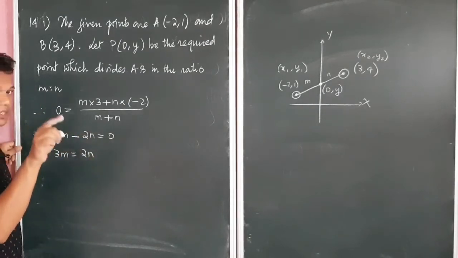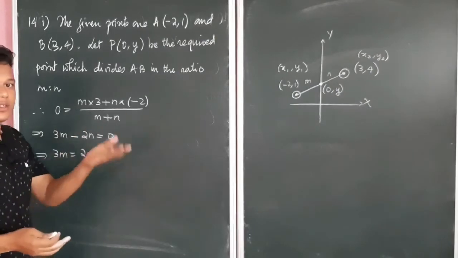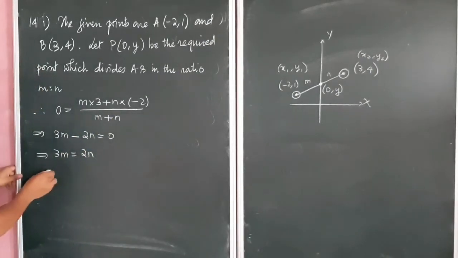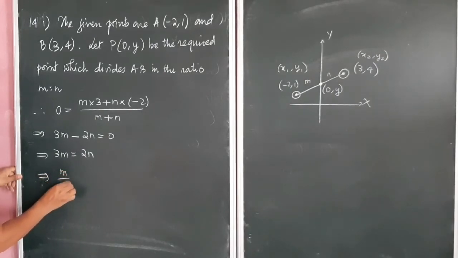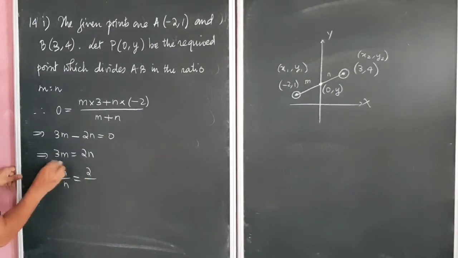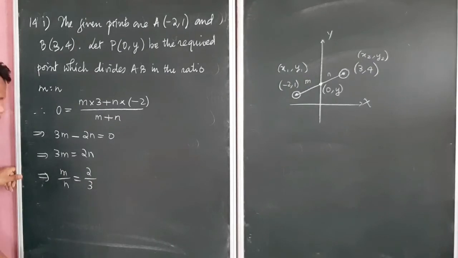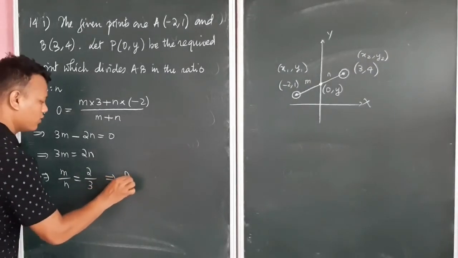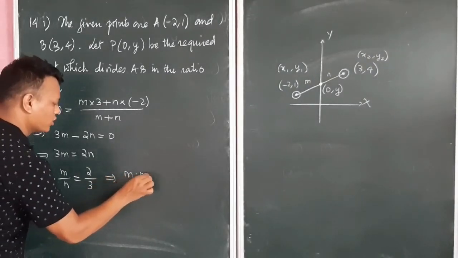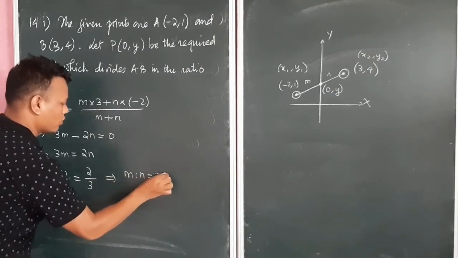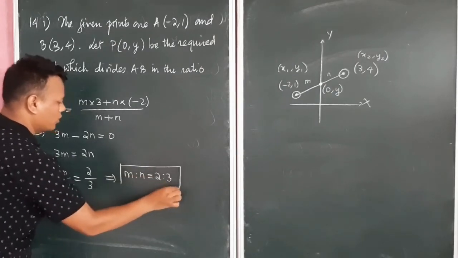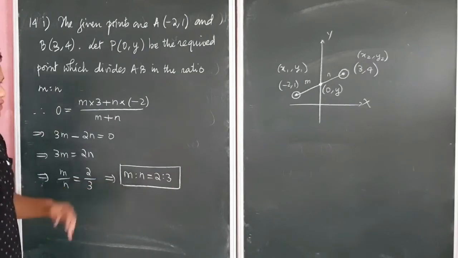So we need to find m is to n. What is m is to n? M is to n is m by n, right? So you take this n down there. So you have m by n equals 2 by 3, the 3 goes over there. So from here we see that m is to n is 2:3. So this is the required ratio. This is my first answer.